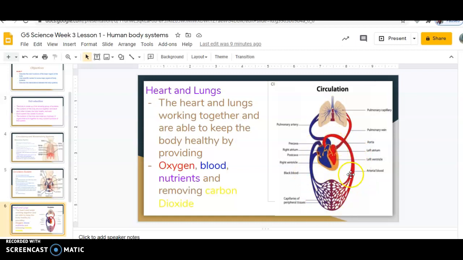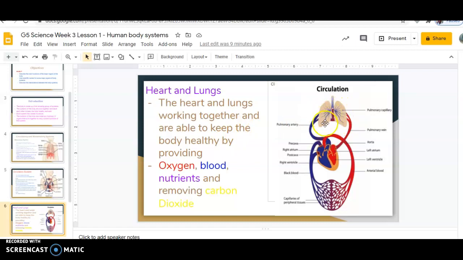So the blood comes here, it goes to the lungs, it comes back, then the body is supplied with all those things. Now, heart and lungs, when they work together, are able to keep the body healthy by providing oxygen. The body is able to have enough oxygen, enough blood, enough nutrients. This is food, and it is able to remove the carbon dioxide and some other wastes. And you can see how the two systems are working together.